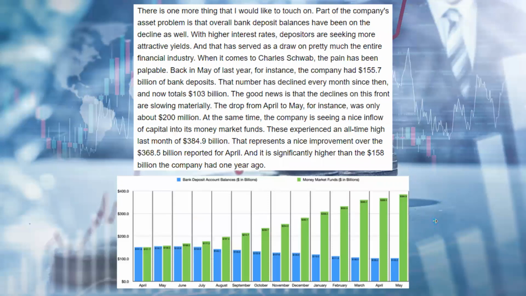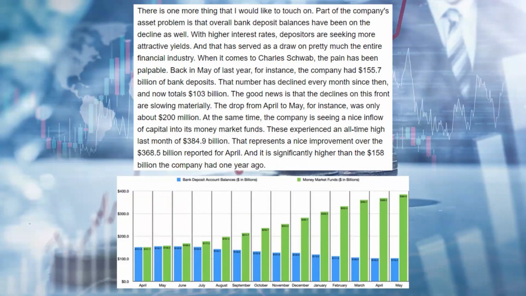Now, there is one more thing that I'd like to touch on. Part of the company's asset problem is that overall bank deposit balances have been on the decline as well. With higher interest rates, depositors are seeking more attractive yields, and that has served as a draw on pretty much the entire financial industry. When it comes to Charles Schwab, the pain has been palpable. Back in May of last year, for instance, the company had 155.7 billion of bank deposits. That number has declined every month since then and now totals 103 billion.